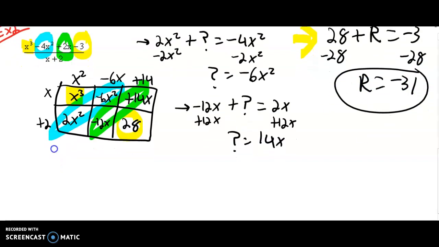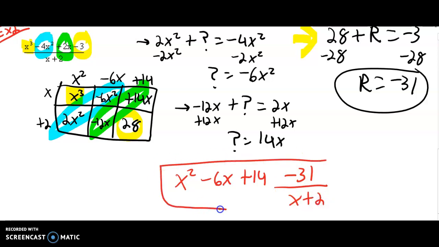And when we write our final answer, we've got x squared minus 6x plus 14, now our remainder, negative 31, over x plus 2. And we always have to divide the remainder by the original because we had to make that remainder and it was not divided in the original problem.